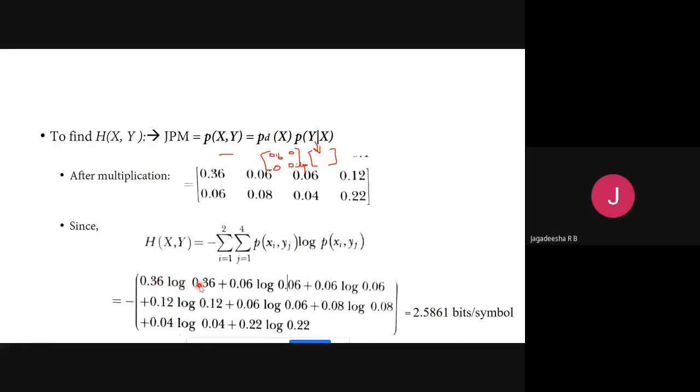Basically, this comes from here. This term and the log of that term. So those terms are here: 0.36 log 0.36, 0.06 log this one, and the last element is 0.22 log 0.22. You just add all those terms. You have a total of 8 terms. You just add it, and you should be getting here.